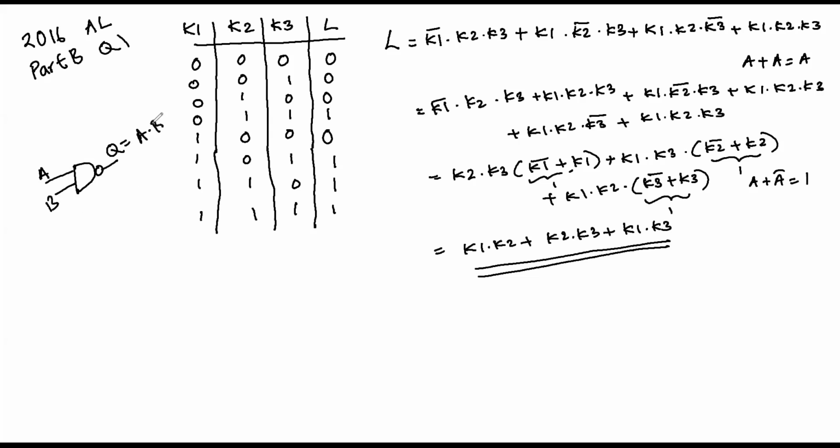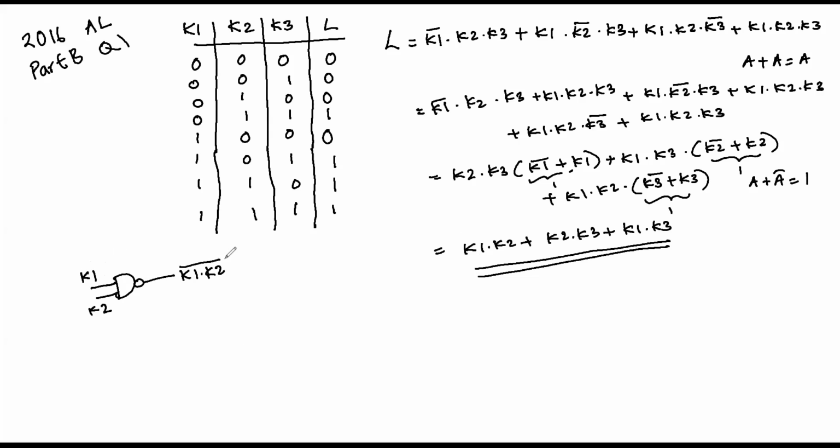A dot B, whole bar. Now what we need is K1 and K2, right? Now let's see how to put this in using 6 NAND gates and 1 OR gate. First of all, we'll look at the NAND gate. We want to make K1 and K2. Let's look at only this part. If you put K1 on one side and K2 on the other side, then what you will get is K1 dot K2, whole bar.